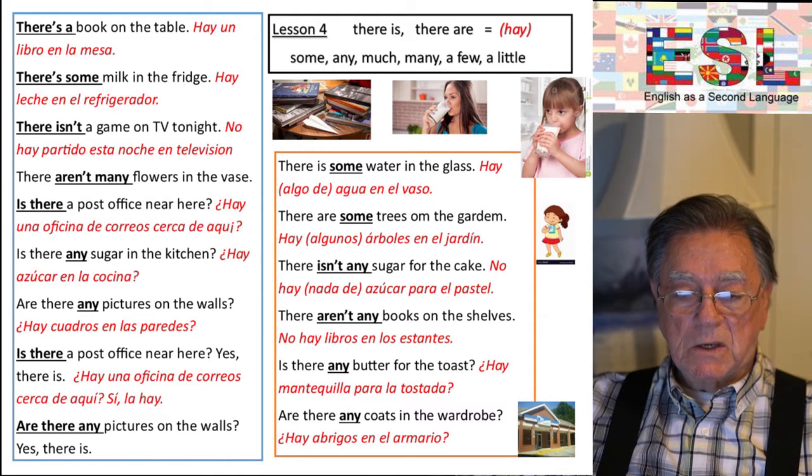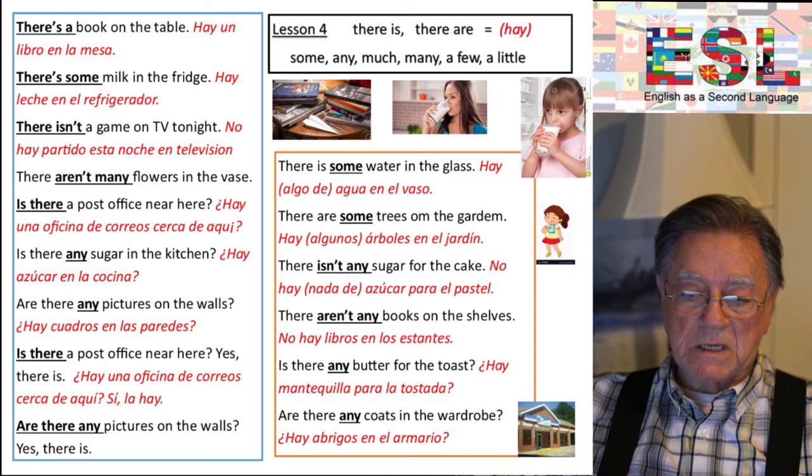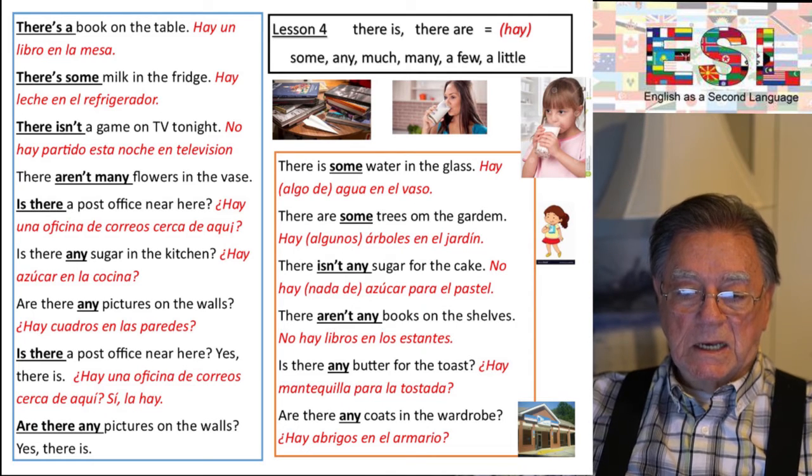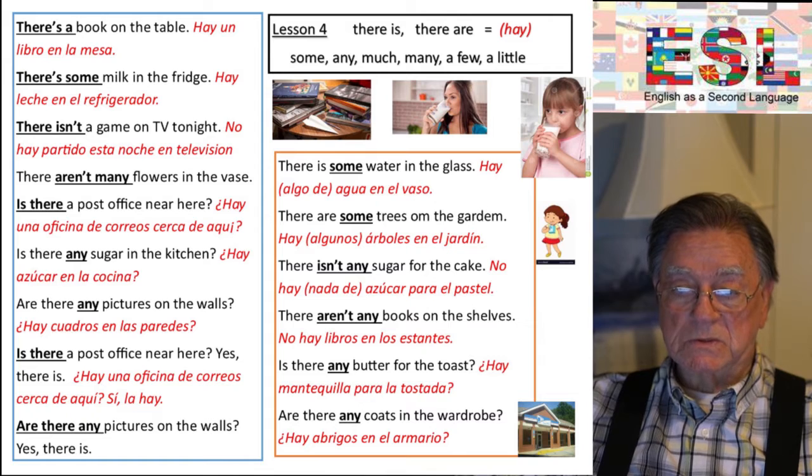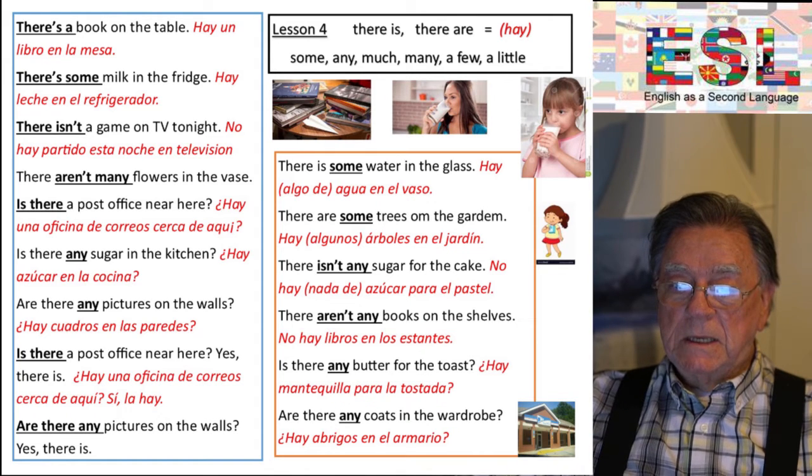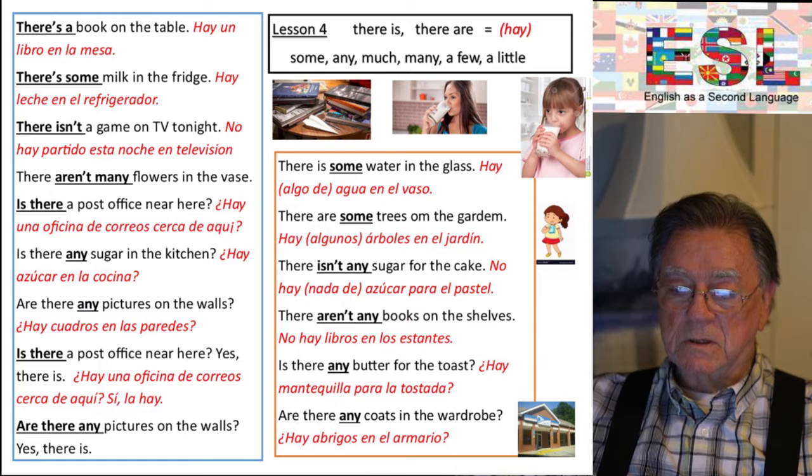Yes. Hay una oficina de correos cerca de aquí. Sí, there is a post office near here. And then, are there pictures on the walls? And then, yes, there is. There's pictures on the wall. And we go up here and there's some books on the table. A lady drinking milk and a little girl drinking milk. And a little cartoon of a girl, and there's the post office.